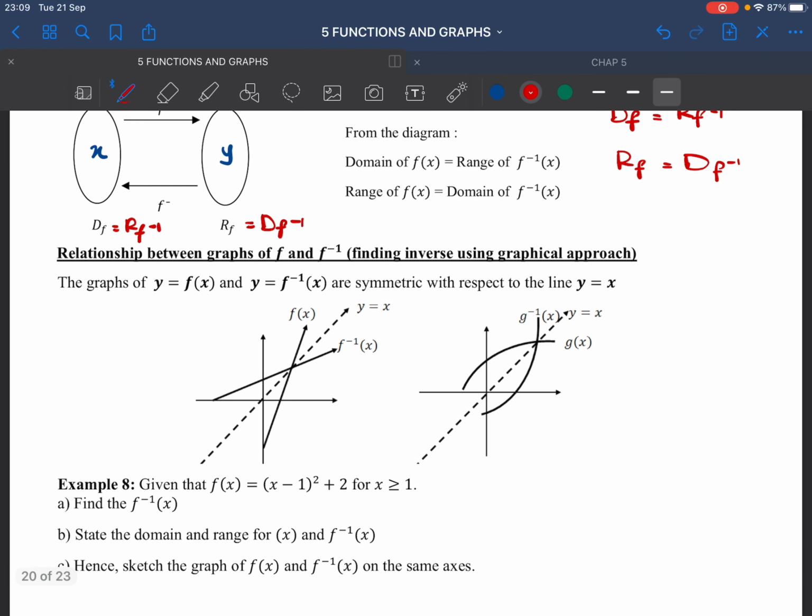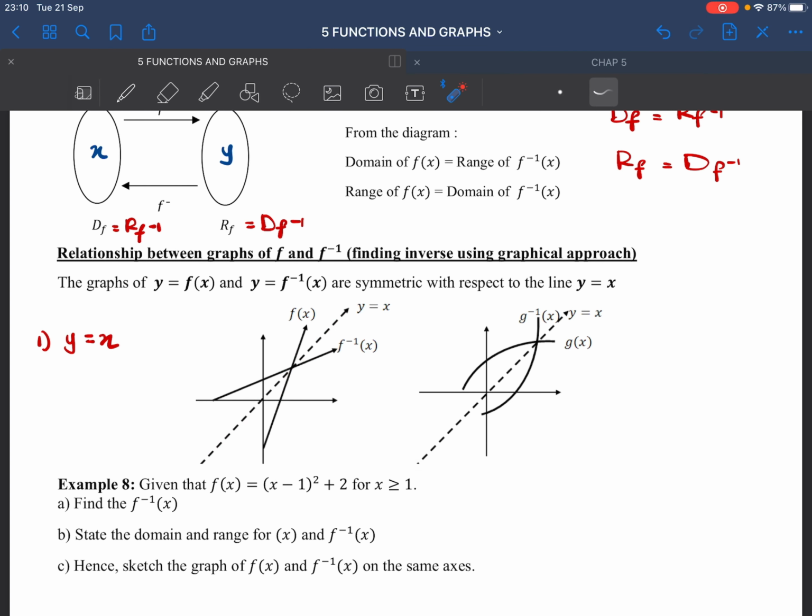Alright, so let's see what is the relationship between graph of f and f inverse. Okay, kalau kamu tengok kat sini, let's say if we have function f(x) and we have function f inverse, the graph should be looking something like this. Okay, when the question said sketch graph f and f inverse, what you have to do is, the first thing you have to draw first, before you sketch f(x) and f inverse, kita kena draw line y equals to x. Okay, which is ini, line ni, y equals to x.